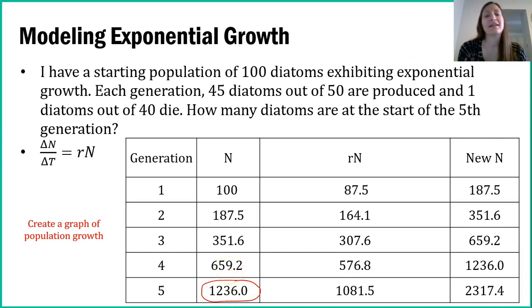So one last thing that I'd like you to do is within your notes somewhere, create a graph of this. So plot the generation, so 1, 2, 3, 4, and 5 on your x-axis, and then plot n on your y-axis. We're going to do logistic growth in just a moment with the same exact data, and your graph is going to show you this pretty nice difference between your logistic growth and your exponential growth.